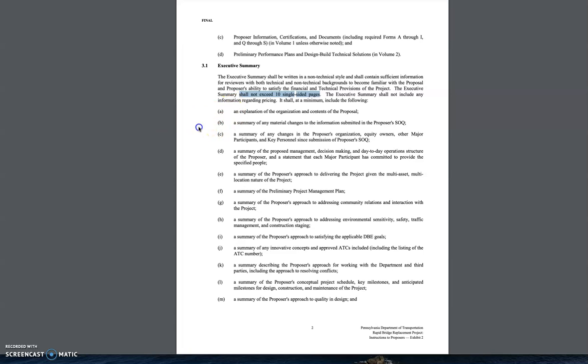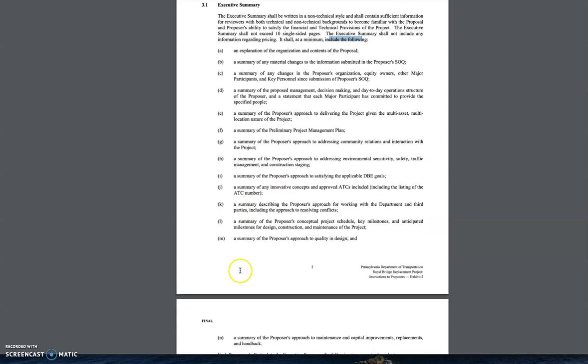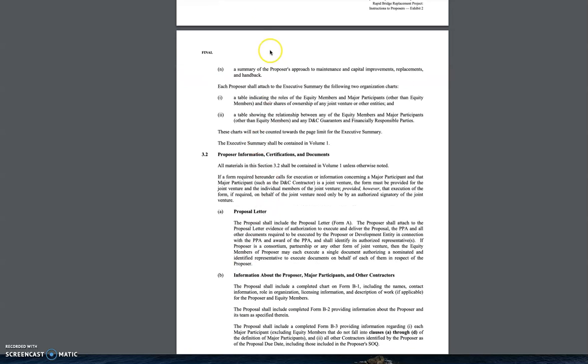If we continue on down, we'll see other details about what goes in here. So in this case, it at the minimum must include the following. And so these are the things that absolutely have to be in this example of a technical proposal.